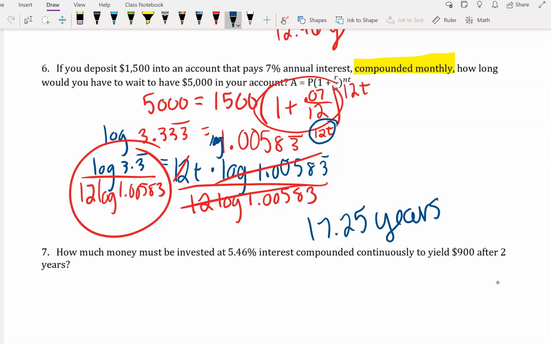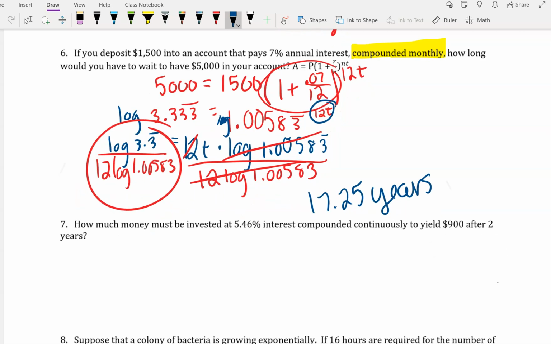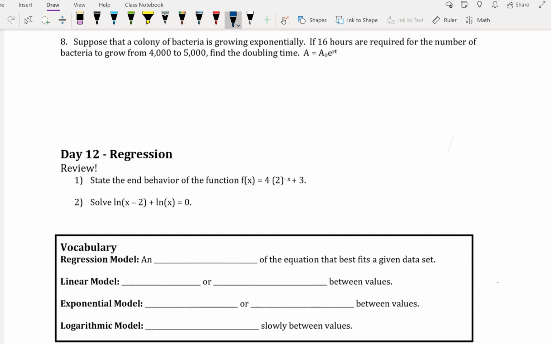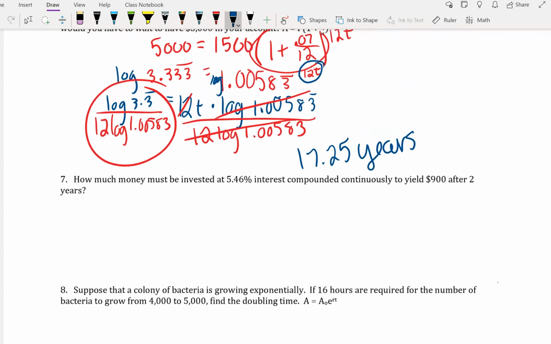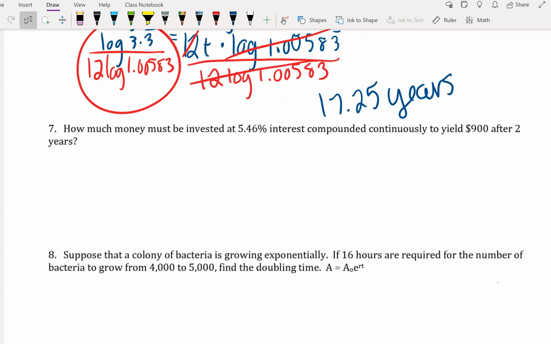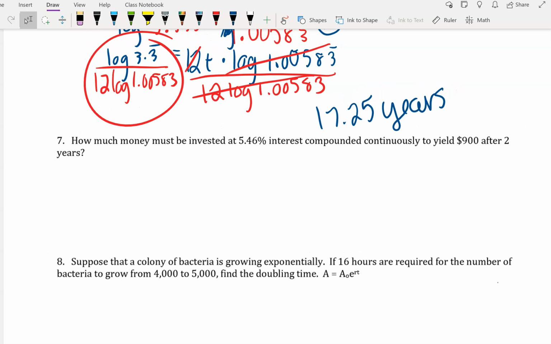All right. How much money should be invested? What the heck? I kept thinking we were almost done, and then we weren't. I'm sorry, guys. We have 2 more problems still. How much money should be invested at 5.46% interest compounded continuously to yield 900 after 2 years?